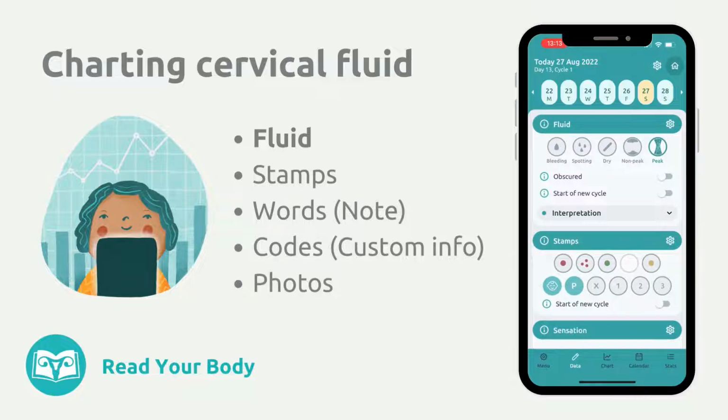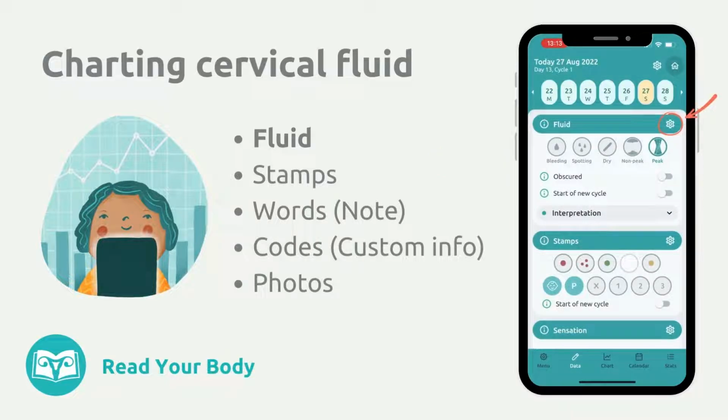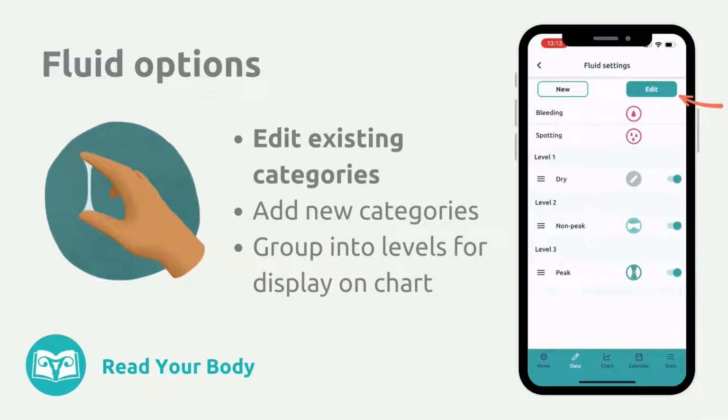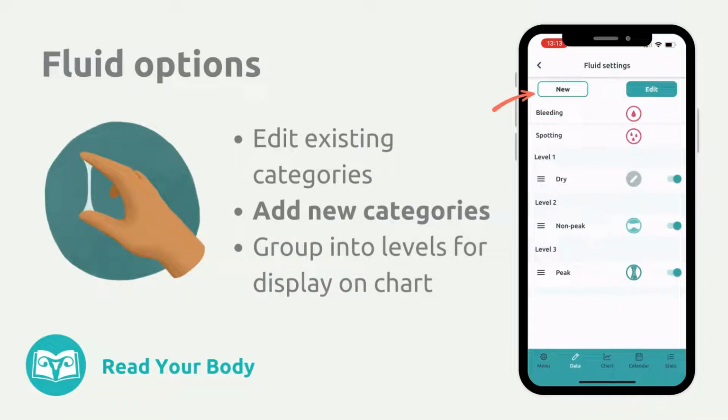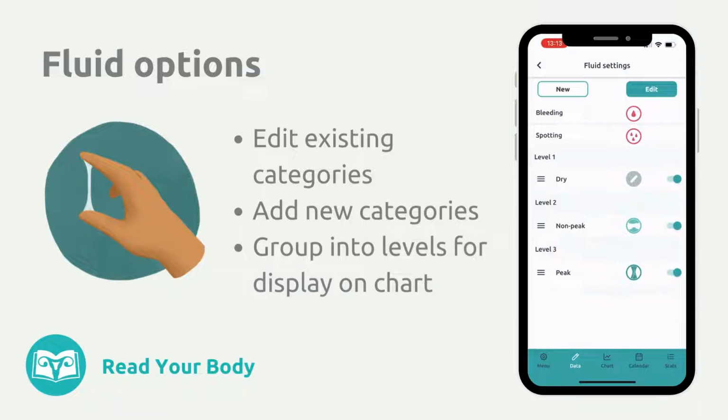If you want to chart with cervical fluid categories, enable the fluid option in your settings. To manage your categories, tap the gear icon in the fluid card on your data screen. You can then edit names, icons, and colours. You can create up to 6 categories as needed, and you can group them into levels for display on your chart. For example, here we have dry, non-peak, peak, the app's standard cervical fluid categories.